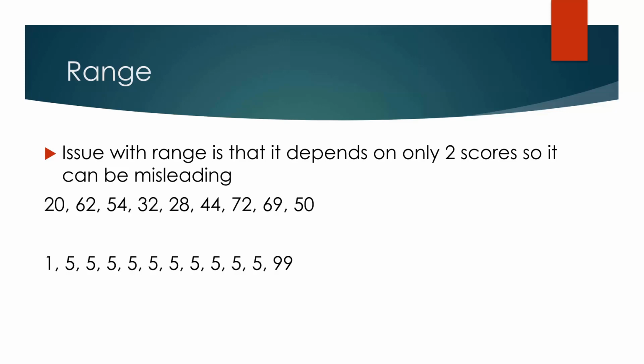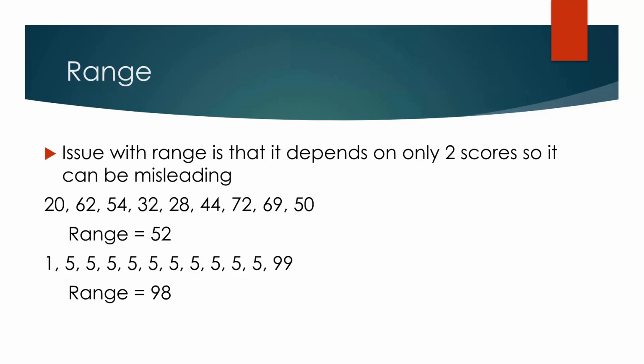So take these 2 sets of numbers, for example. Which data set obviously has more differences? It would obviously be the top one, because in the bottom one, all but 2 of the numbers are 5. So of course the top one has more differences. But would the range show us that? Would the range actually tell us the top one has more differences? Actually, it wouldn't. If you take the highest number in the top data set, which would be 72, and you take the lowest number, which would be 20, and you subtract them, you get a range of 52. Now here, you take the highest number, 99, minus 1 is 98.